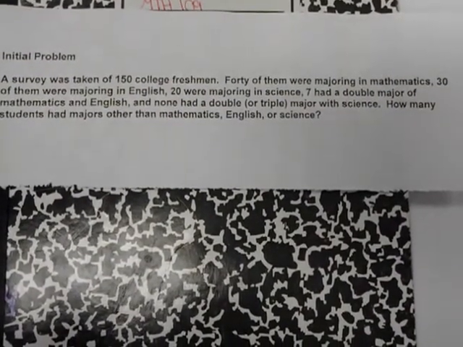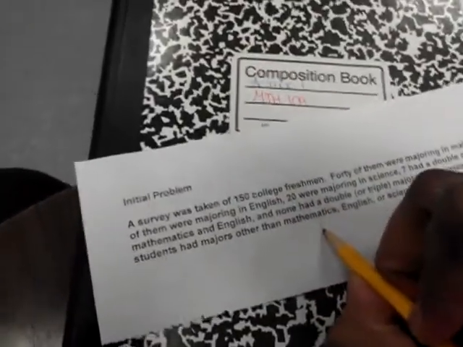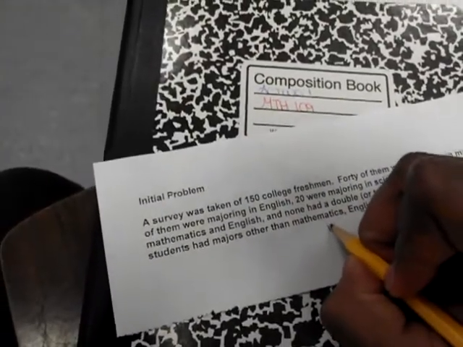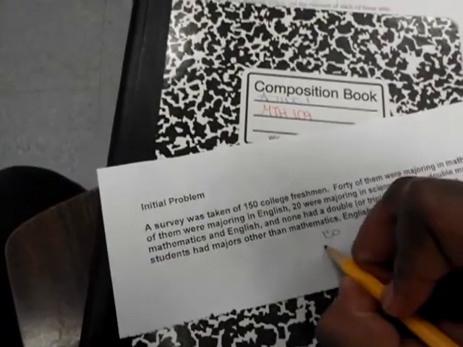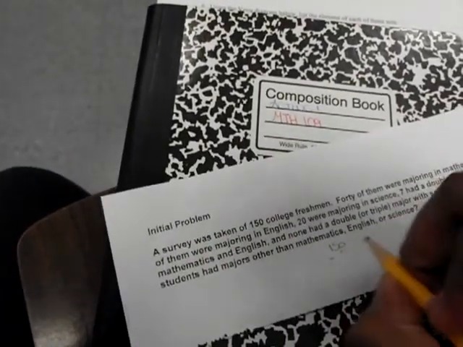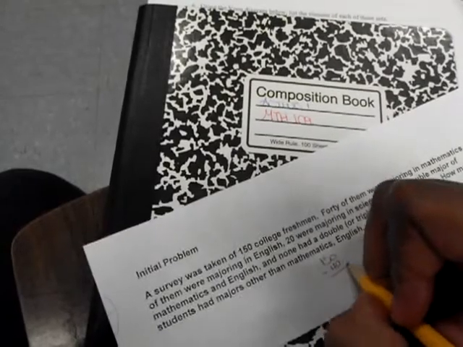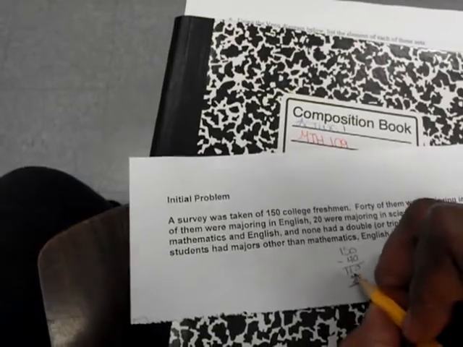All right, here it says a survey was taken of 150 college freshmen. 40 of them were majoring in mathematics, 30 of them were majoring in English, and 20 were majoring in science. 7 had a double major of mathematics and English, and none had a double or triple major with science. How many students had majors other than mathematics, English, or science?